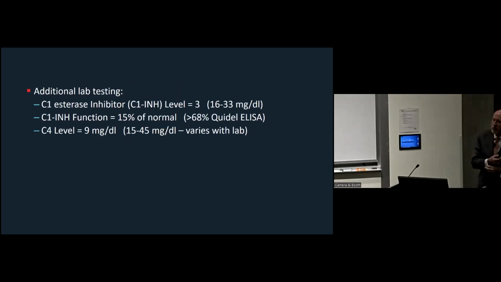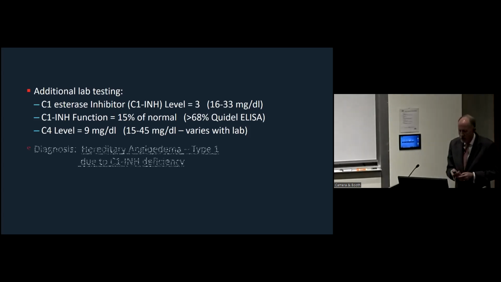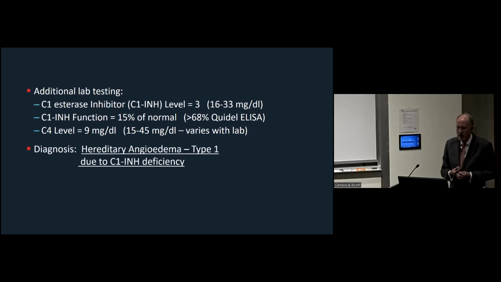So for additional lab testing, her C1 esterase inhibitor level was low, it was 3, with normal being 16 to 33 in this lab. Her C1 inhibitor function using a Quidel ELISA was only 15% of normal, with 68% being normal. And her C4 level was confirmed at 9, again low, and normal changes depending on what lab you're using. So her diagnosis is hereditary angioedema type 1: low C4, low C1 inhibitor, and low C1 function due to C1 inhibitor deficiency.